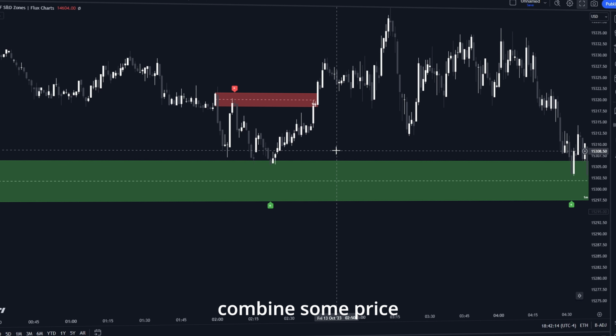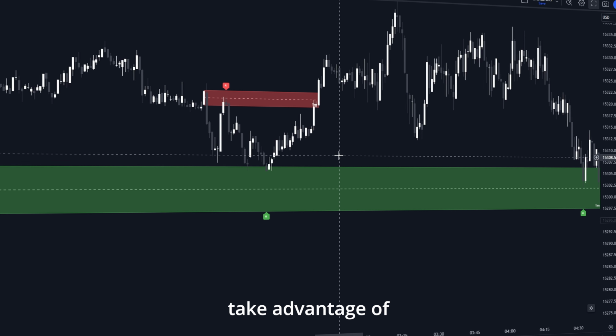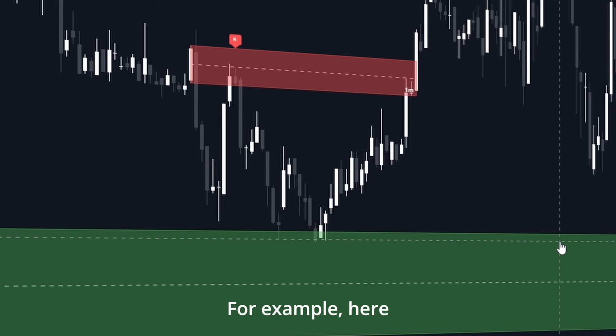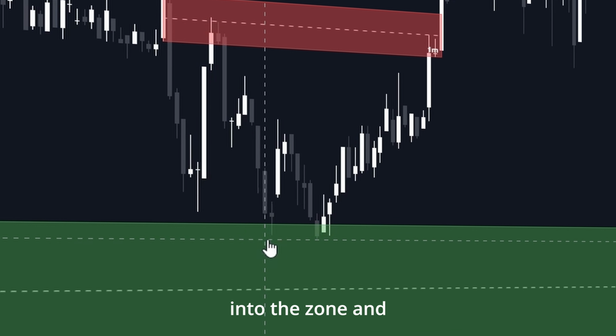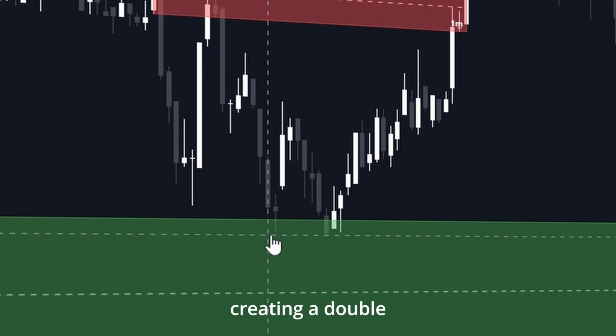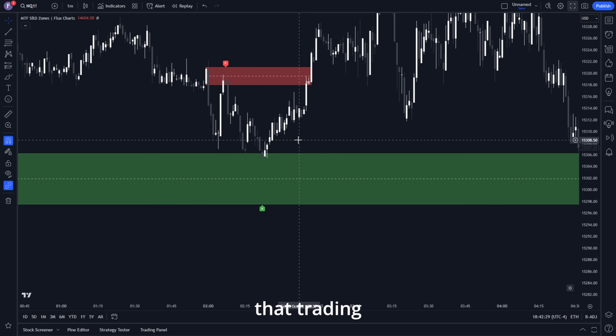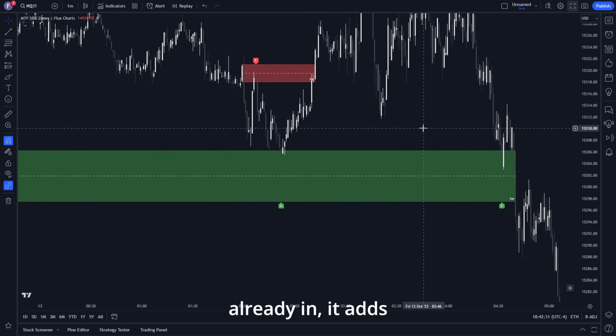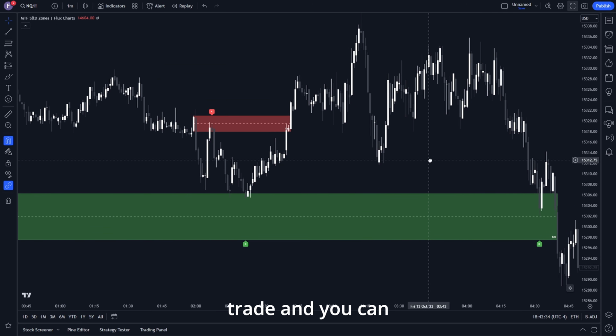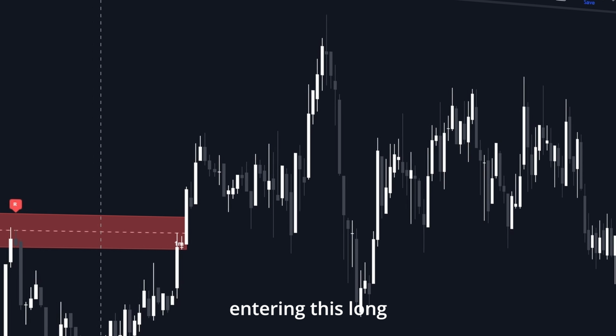You can also combine some price action concepts to take advantage of the zones. For example, here we had an entry into the zone and then another entry creating a double bottom, which is a trading pattern. So if you combine that trading pattern with the demand zone you're already in, it adds confluence to your trade, and you can be confident when entering this long position.